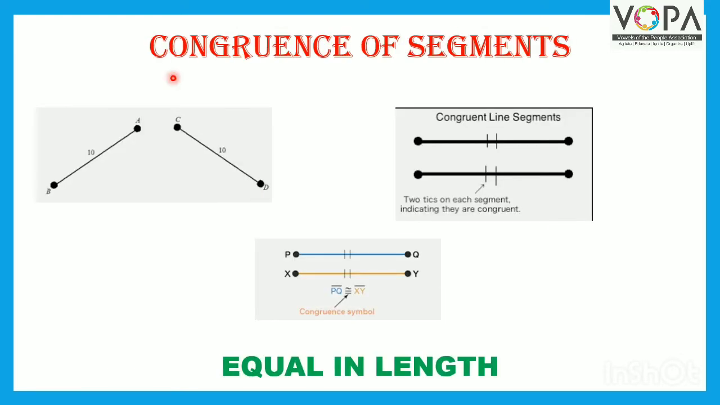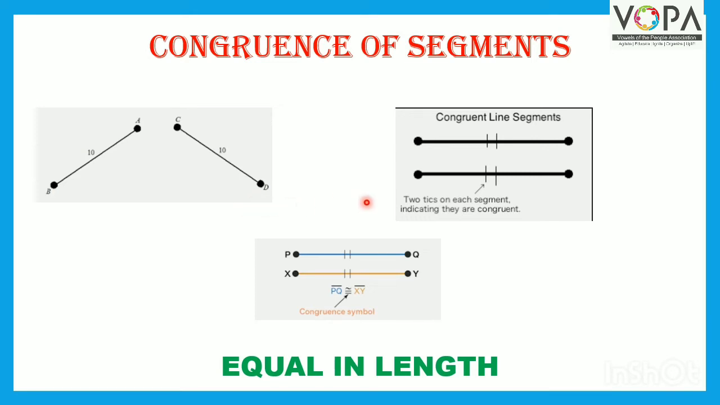Now we'll see about congruence of segments. Here you can see two segments, segment AB and segment CD. The length of segment AB is 10 and the length of segment CD is also 10. That means these two segments are equal in length. So if two segments are equal in length, they are called congruent segments.